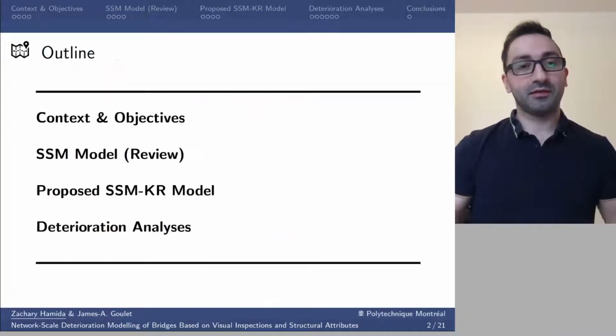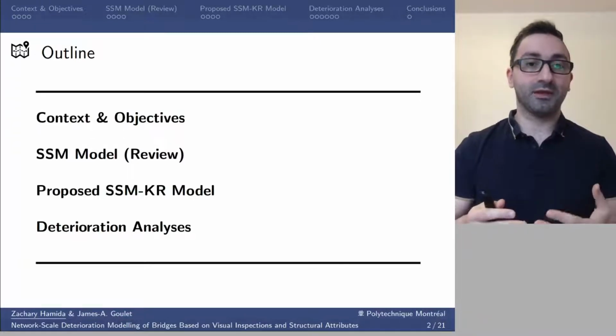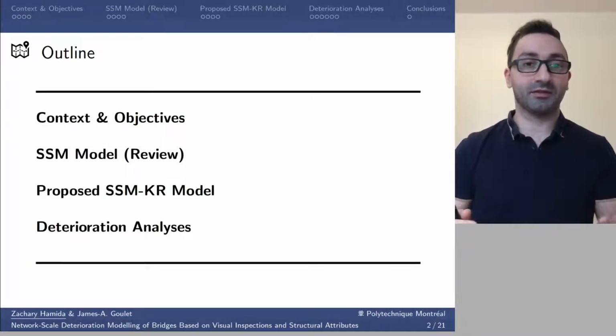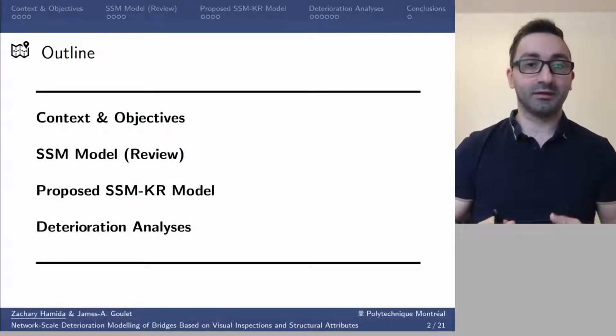So the presentation is going to be organized as follows. First, we're going to have a look at the context and objectives, and by this we mean exploring some of the characteristics of the database that we are working with and our objectives in working with it.